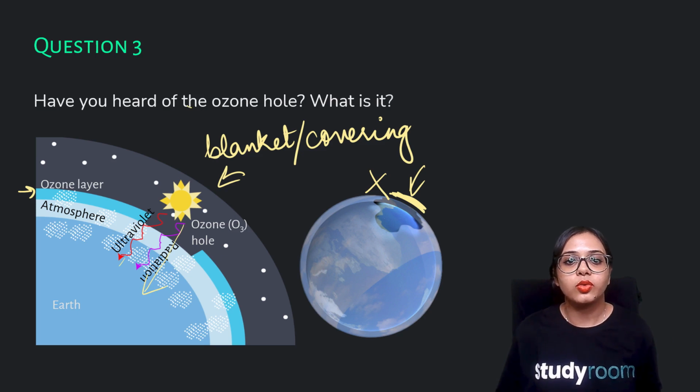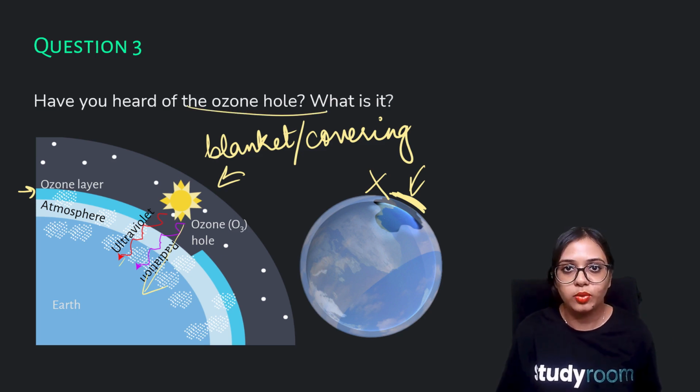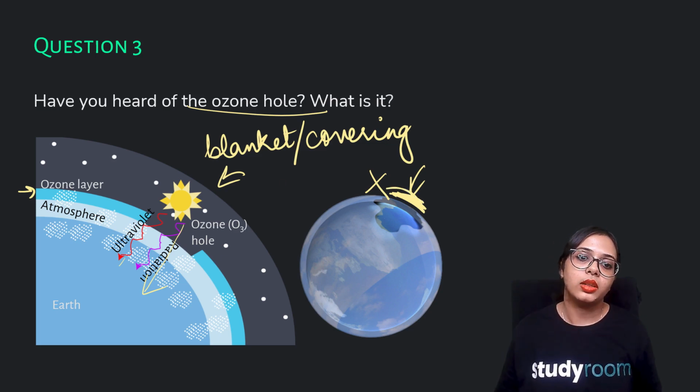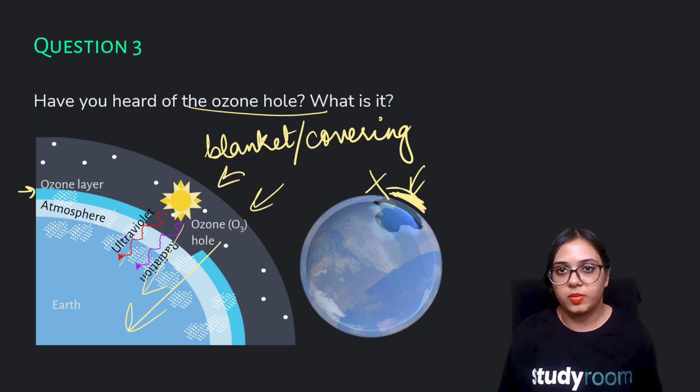All right, so the ozone hole is nothing but the depletion of the ozone layer, and it is because of the CFC and other pollutants like that, which deplete the ozone, often forming a hole. All right, and through this hole, the ultraviolet radiation is free to come and harm us.